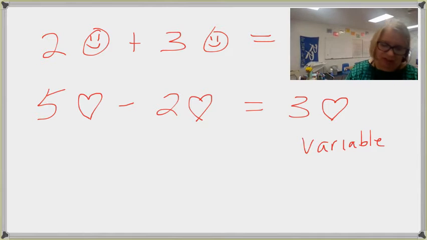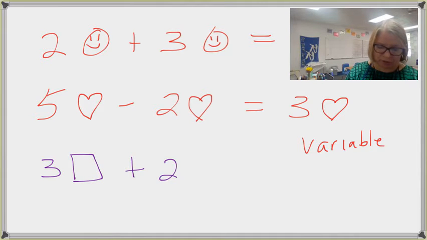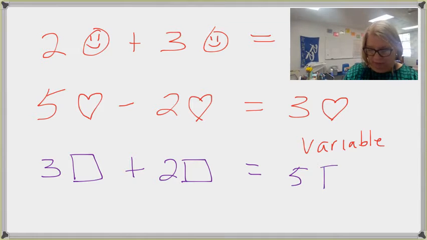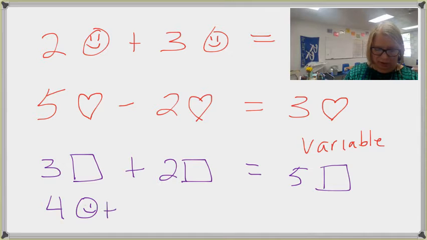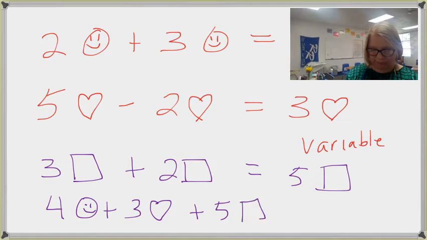We did some with sticky notes where we had like 3 sticky notes plus 2 sticky notes. Just use the same number, 5 sticky notes. As long as they're the same, you can add them or you can subtract them. If you run into something like 4 smiley faces plus 3 hearts plus 5 sticky notes, we can't add those because they're different. We can only add smiley faces with smiley faces, hearts with hearts, and sticky notes with sticky notes.